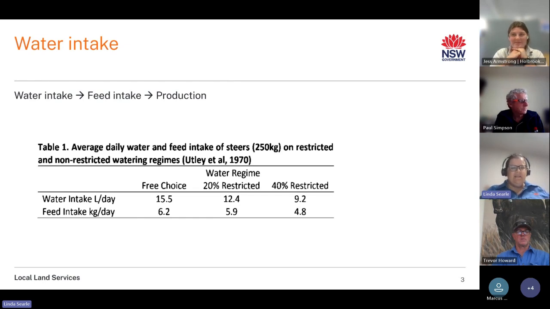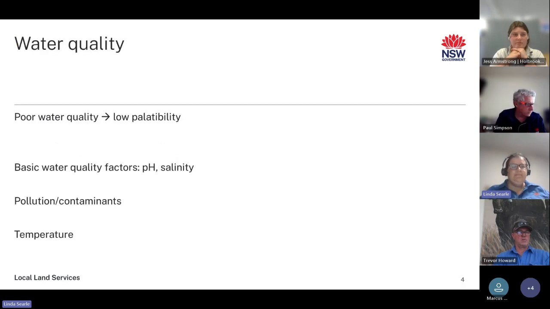And they did an experiment and said, okay, if the steers were allowed to drink as much as they liked, how much do they eat? And if we restrict how much water they get, how does that impact their feed? The less water they had access to, the less that they would eat. And that would obviously have a direct impact on how much production gain they would have, because if you're not eating, you're obviously not putting on weight.